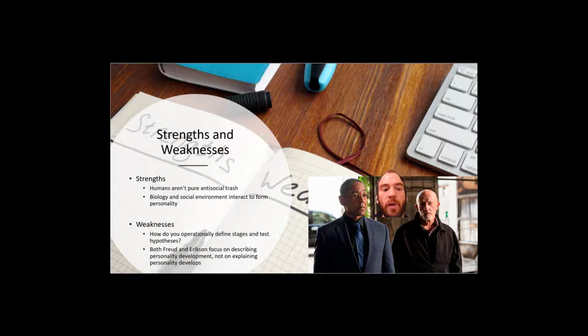Weaknesses: how do you operationally define stages? Kind of similar to the Freud thing. Both Freud and Erikson focus on describing personality development, not explaining how personality develops. So they're looking at each stage, X, Y, Z happens, but why is it happening? What are these processes that are underlying the progression of these stages, and what is the purpose of these stages?